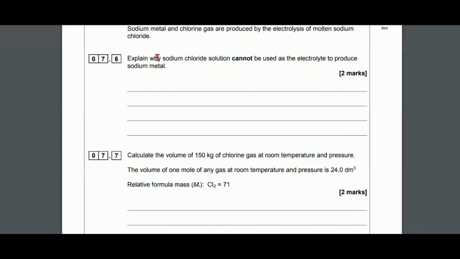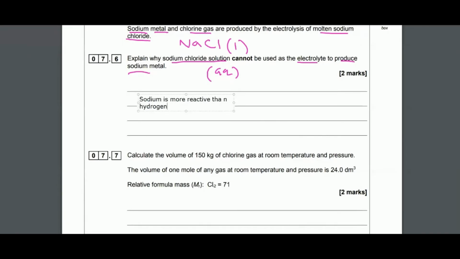Sodium metal and chlorine gas are produced by the electrolysis of molten sodium chloride. Explain why sodium chloride solution cannot be used as the electrolyte to produce sodium metal. And this is one of the rules you need to know about electrolysis of solutions. Sodium is more reactive than hydrogen. And so if you electrolyze sodium chloride solution, you'll release hydrogen. The sodium ions will stay in the solution. They will not come off at the negative electrode. Hydrogen will be released instead.